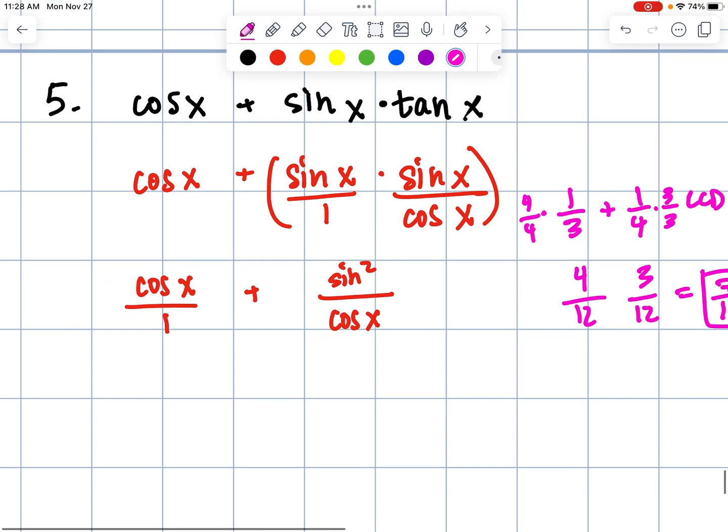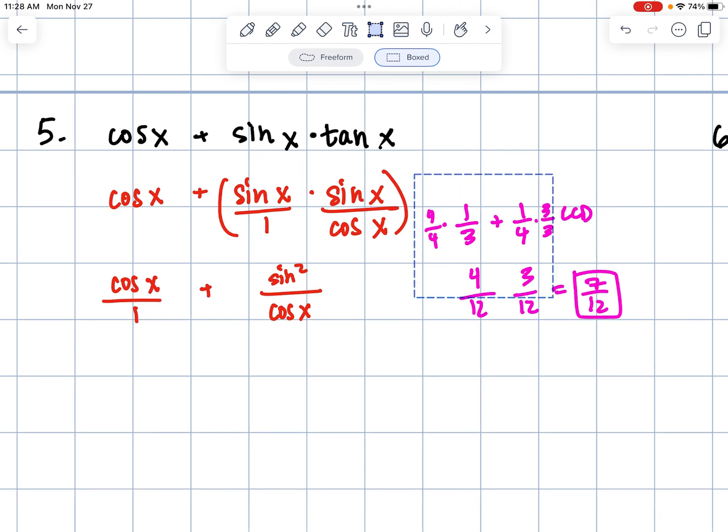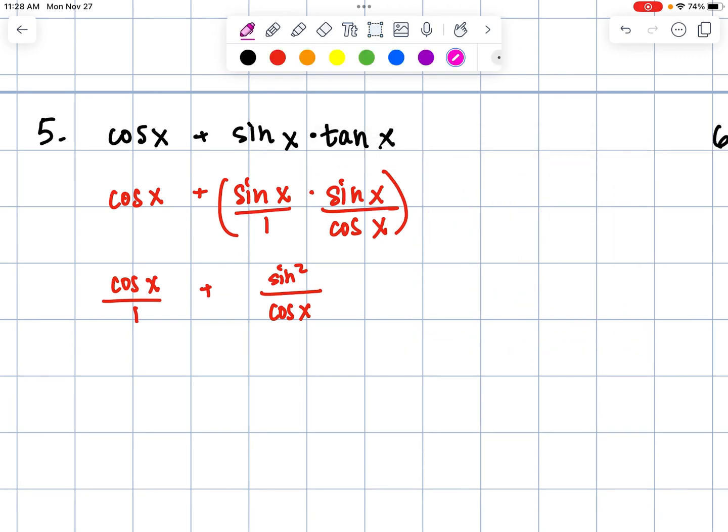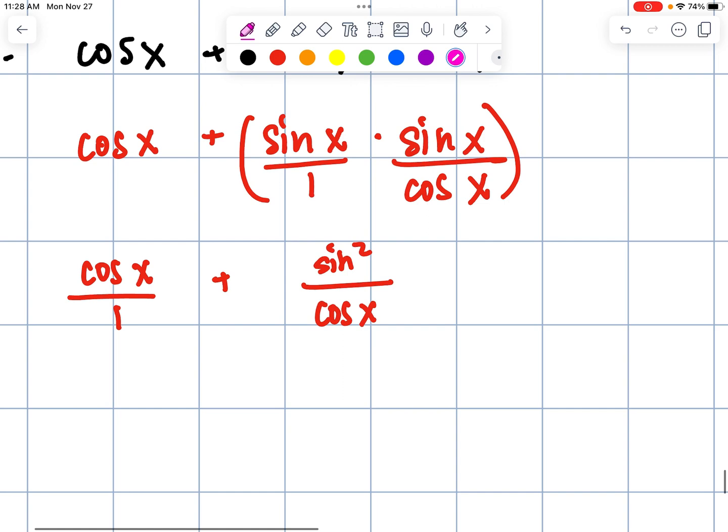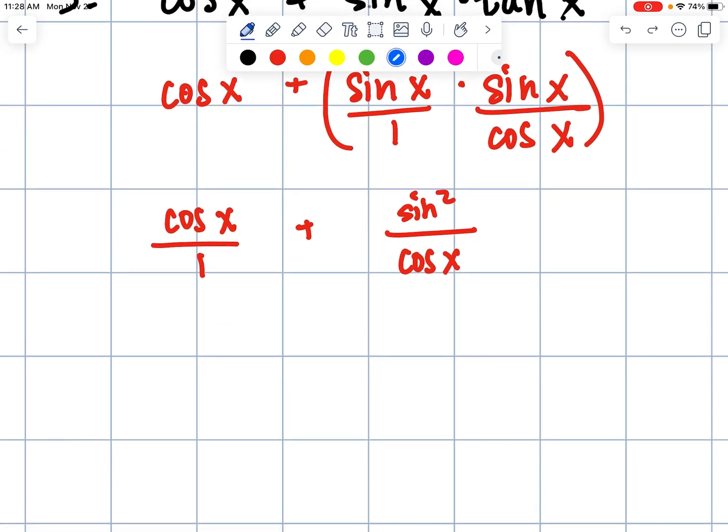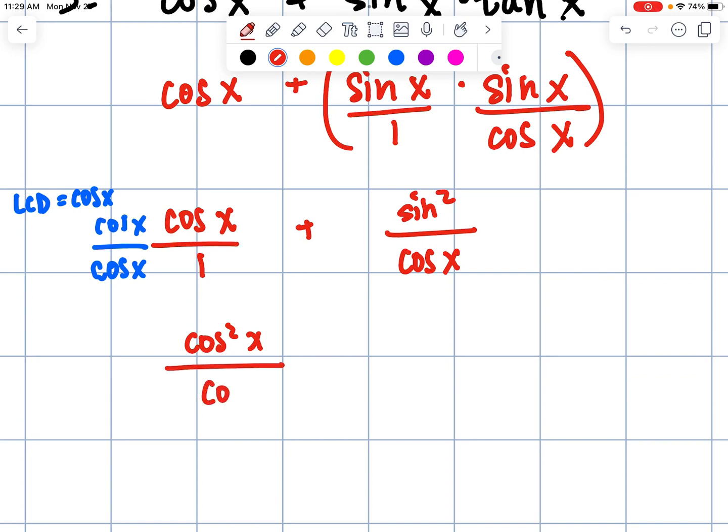The same thing actually happens here. So let me erase all this. We don't need this. This is just the concept. We need a common denominator between 1 and cosine. Well, 1 times cosine is just cosine. So our LCD here is equal to cosine. So that means we're going to multiply cosine of x in the numerator and the denominator. And when we do that, we'll get a new value. Cosine times cosine is cosine squared. 1 times cosine is cosine. And then now we can add this together.